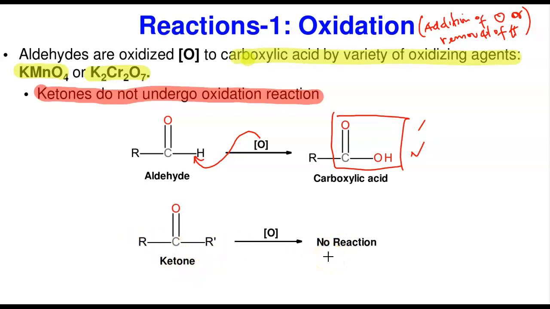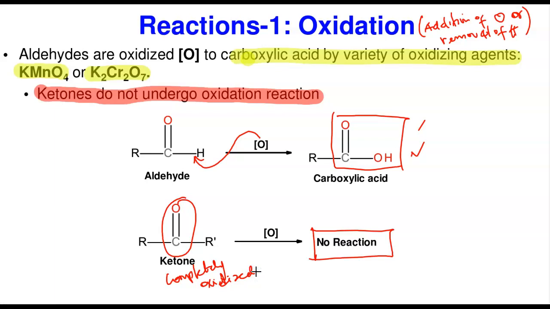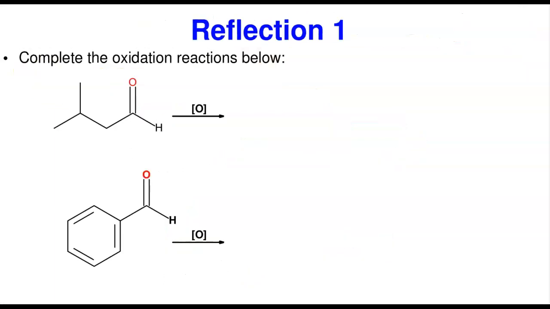No matter how strong the oxidizing agent is, if you bring it very close, no reaction occurs at this point. And what is the reason? The reason is because this is already highly oxidized. There is no hydrogen there for it to fit in the oxygen. So the ketone is already completely oxidized and cannot undergo any further oxidation.